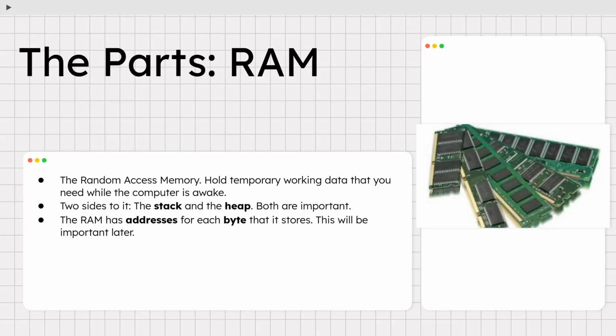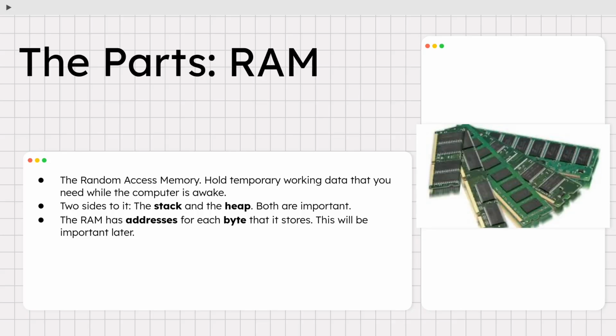And there's two sides to the RAM. There's going to be the stack and the heap, and they're both kind of out there. They're ethereal. We'll talk more about the stack and heap later, but the RAM physically stores each byte of data in a thing called an address. And this will be very important later because we're going to learn how to access the address, and we're going to learn how to access the data from each address as needed.